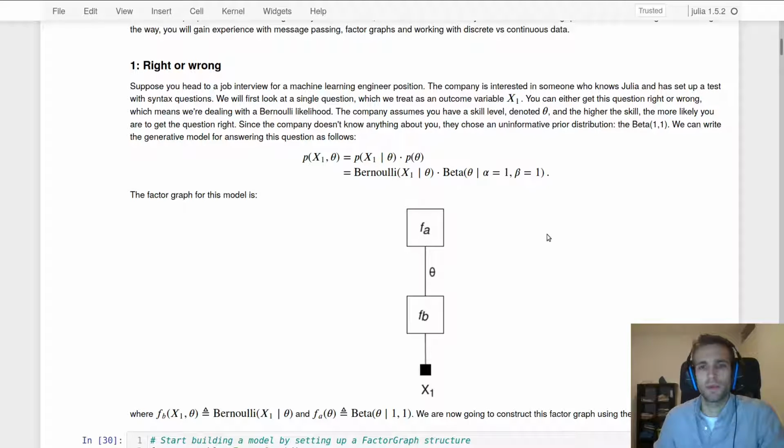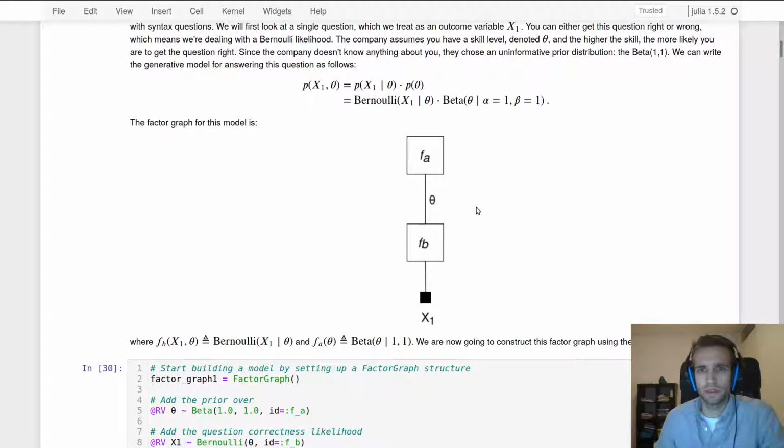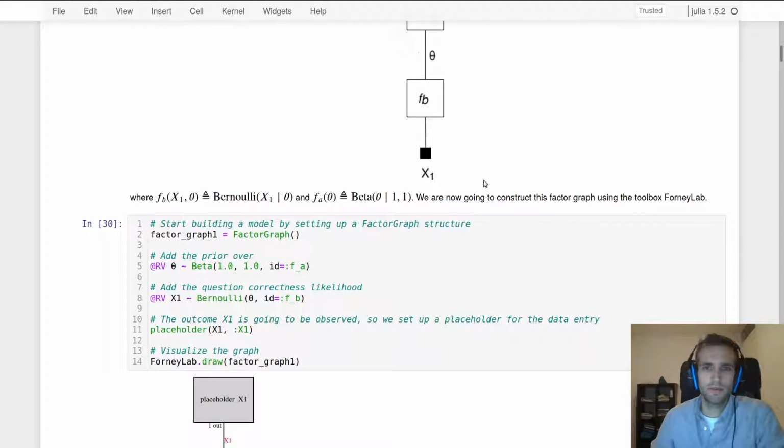If we translate this model into a factor graph, we're going to get the following. We have two square nodes, fa and fb. Fa corresponds to the beta prior, and fb corresponds to the Bernoulli likelihood. Theta is the unknown variable, that's the edge connecting those two factors, and we have a measured response, x1, that's the observation of whether you got the first question right or wrong. So we mark observed variables with a black box like this one.